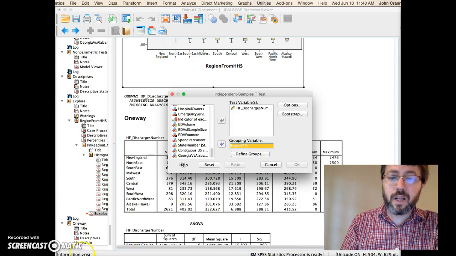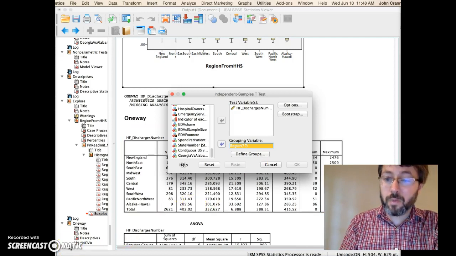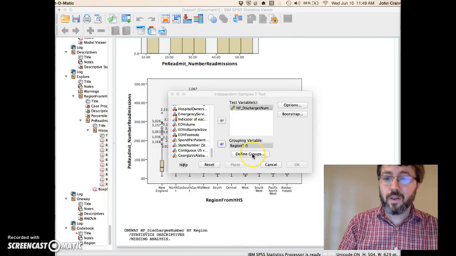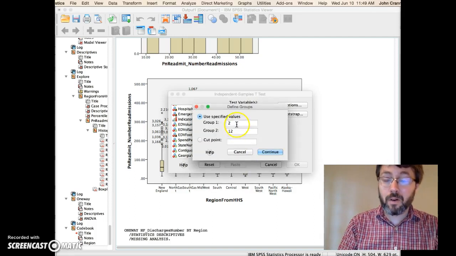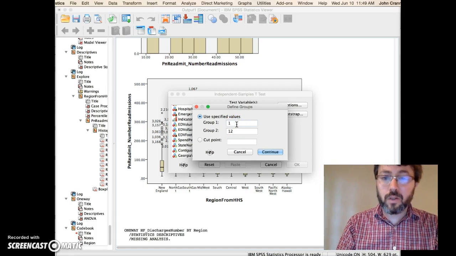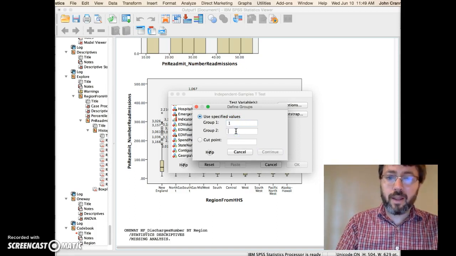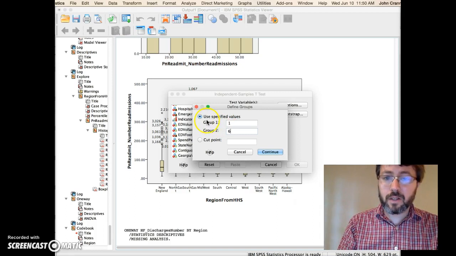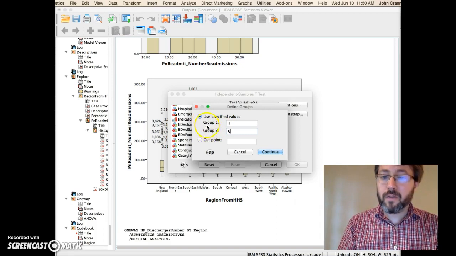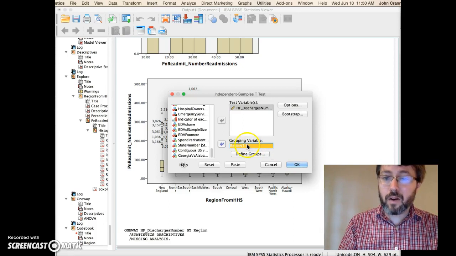If we didn't already know that, we could go back to our codebook and run it. So we have either run the codebook to see how the regions are coded numerically, or remember that New England is 1, so we make that group 1, and the South is group 6. So we're using the specified values for these two regions, and we're going to compare the number of heart failure discharges in those regions using a t-test.